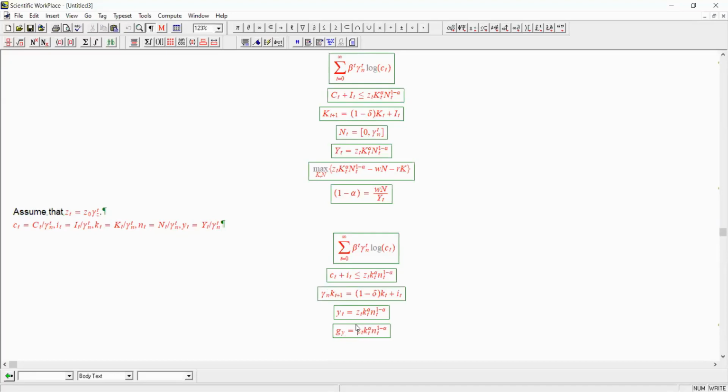the growth factor of y equals the growth factor of z, which is of course gamma z, times the growth factor of k, call it that for now, and then figure out what it is, times the growth factor of labor per capita, which is 1, since each individual is endowed with 1 unit of labor, which does not grow. So this is a first equation that we have that pins down the long-run balanced growth factor of this economy.